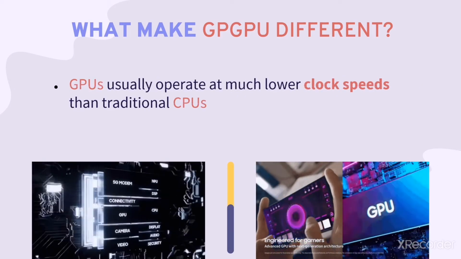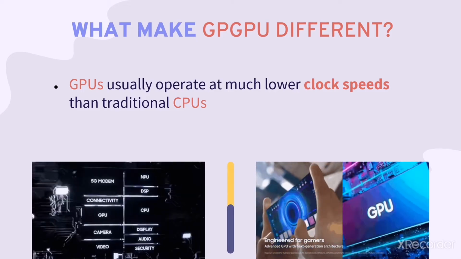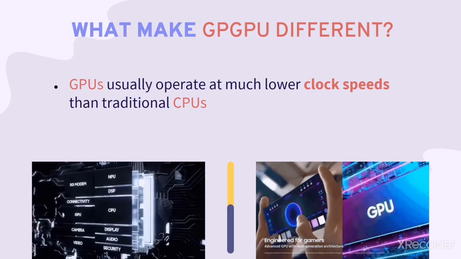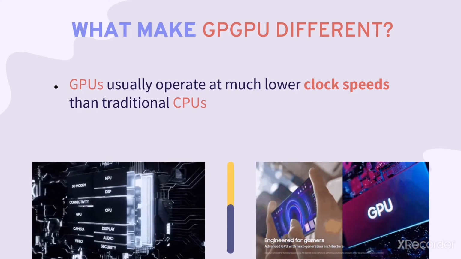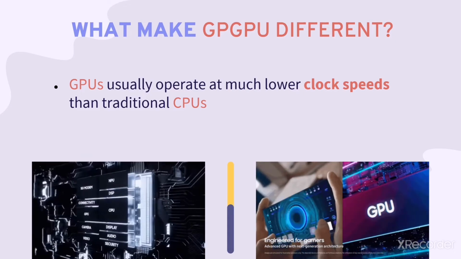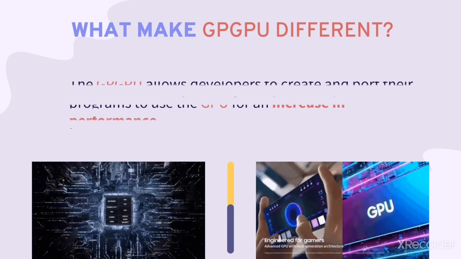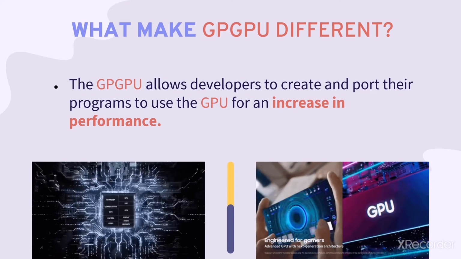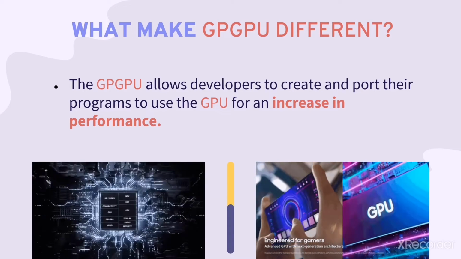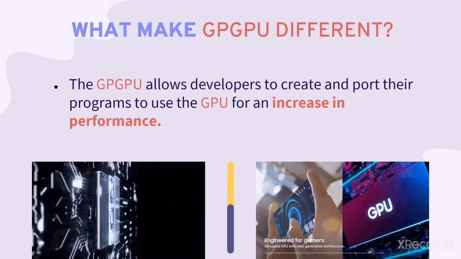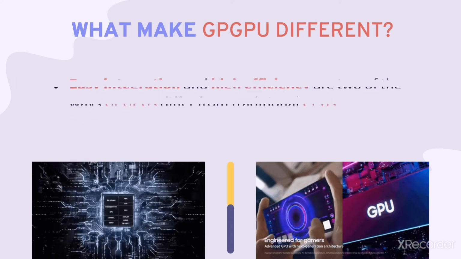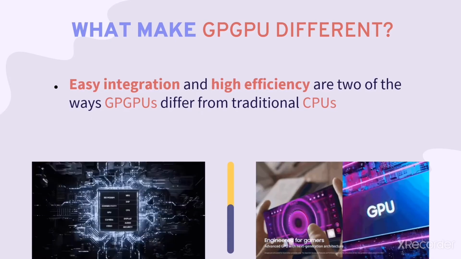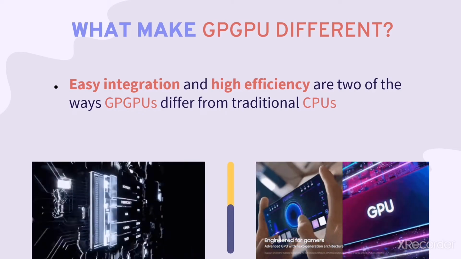There are several types of GPU, although GPUs usually operate at much lower clock speed than traditional CPUs. A GPU has a massive amount of cores that help with multitasking. The GPGPU allows the developers to create and port their programs to use the GPU for an increase in performance. Easy integration and high efficiency are two of the ways GPGPUs differ from traditional CPUs.